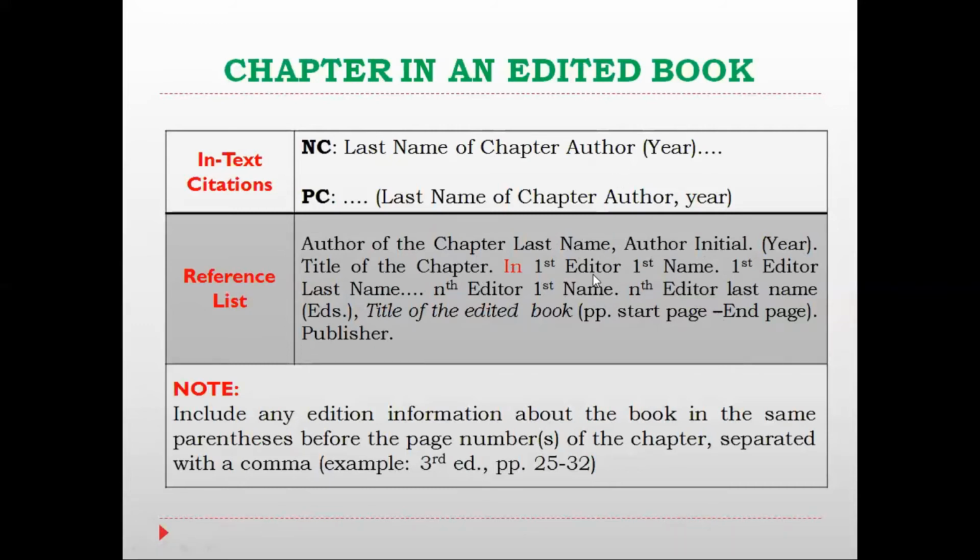Let's say here would be E. Cruise, you see, initial and last name, and then let's say the next editor will be A. Bachchan, and then here again you have to use this Eds. for editors. Then the title of the edited book in italics, and then the pages, the starting page of the chapter to the end page of the chapter, and lastly write the publisher. In case there is any additional information about the book, put it in the same parenthesis before the page numbers of the chapter, separated with a comma. If there's an edition of the book, you have to include the edition just here, let's say the third edition, for example, and the pages continuing from 25 to 32.